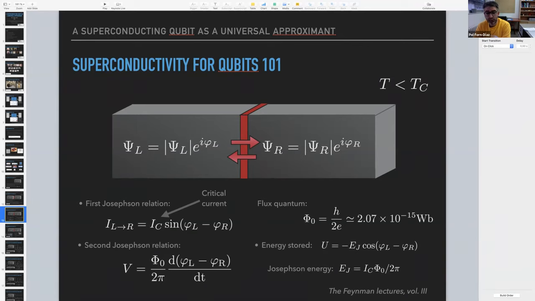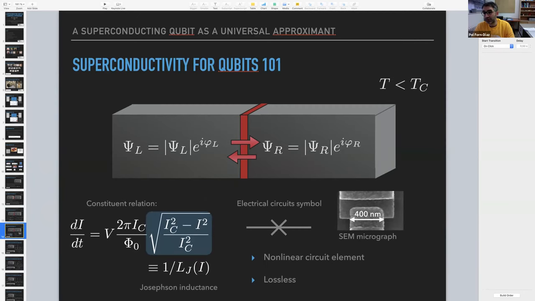And together with these two equations, it tells you how a circuit element responds in a circuit. So here I'm introducing some quantities. This phi naught is the flux quantum, a fundamental constant of nature. And then this junction can store energy. The energy is also dependent on the phase difference, but here with the cosine. And the prefactor Ej is the Josephson energy, which is essentially proportional to the critical current. So these are the typical parameters you encounter when you start using Josephson junctions.